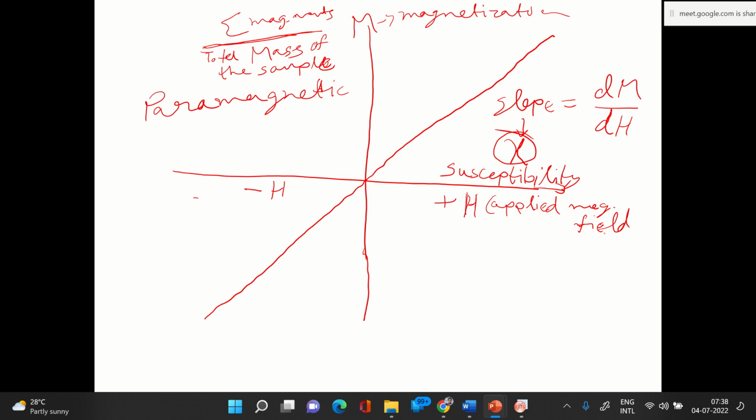So we call it magnetic susceptibility because we add the term magnetic here. The slope of the M versus H curve will give you susceptibility. So this is the behavior of a paramagnetic substance.